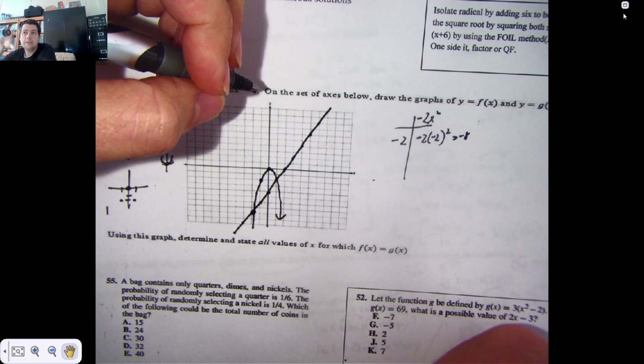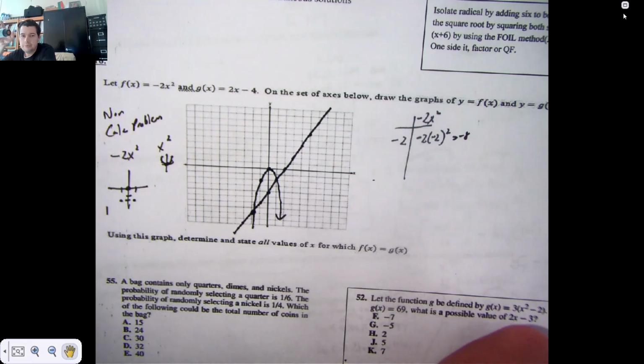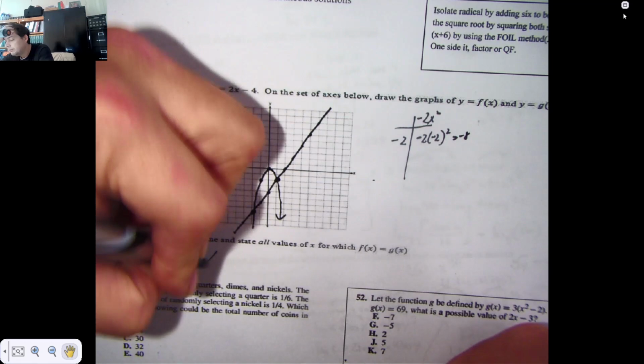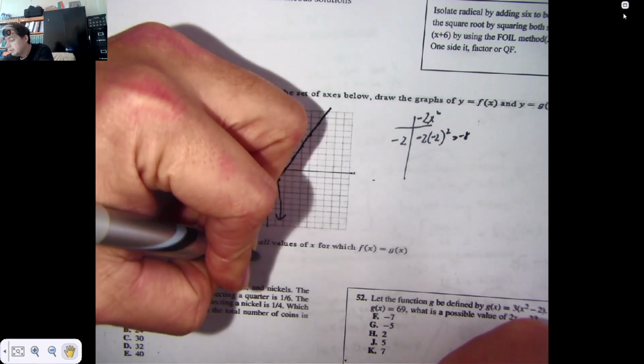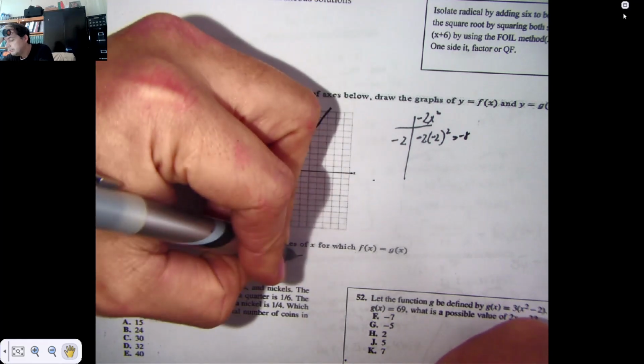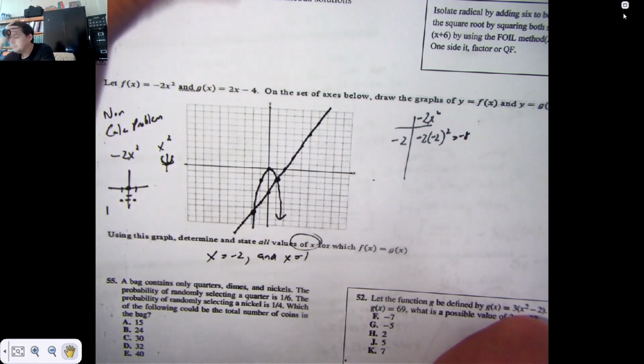Now, I say this is on a non-calculator part. Even on your EOC, you'll only have to pick maybe 2 points and it'll draw the rest. But you have an answer here and you have an answer here. One of your answers is negative 2, and the other one is when x is 1. I hope you can look at the grid and see that. They only want the x values.